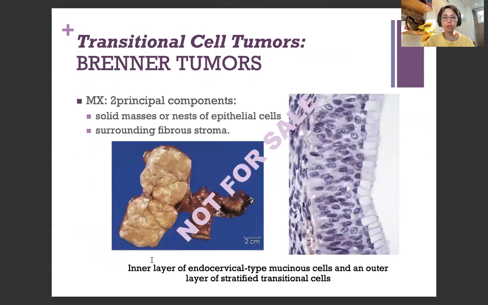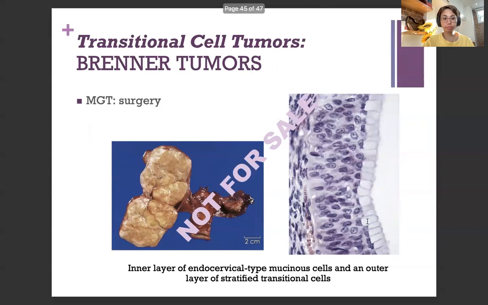Two principal components of the Brenner tumor: solid masses or nests of epithelial cells surrounding a fibrostroma, inner layer of endocervical type of mucinous cells, and an outer layer of stratified cells. Okay. Transitional cells. This is the mucinous area. Remove, surgery.